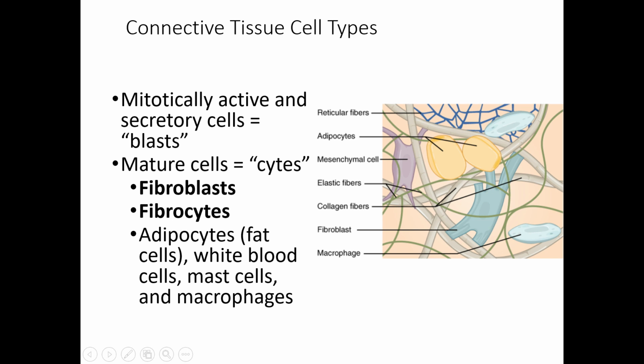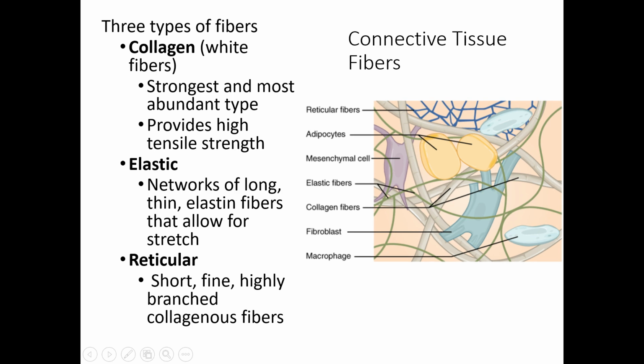First, about cells. Many cells their name ends with blasts. Those are young cells. They are mitotically active. It means they divide a lot and they secrete substances. For example, fibroblasts, those are cells producing fibers. Mature cells end with cytes. Fibrocytes would be mature cells. They are not making fibers anymore, but they maintain the fibrous shape and structure. There are also other types of cells: adipocytes, fat cells, different types of white blood cells, mast cells, macrophages, so lots of different types of cells in the connective tissue.